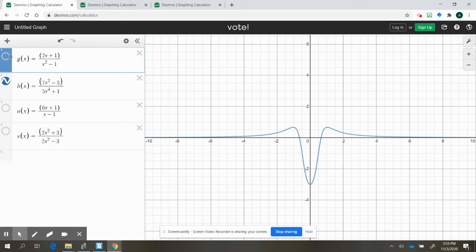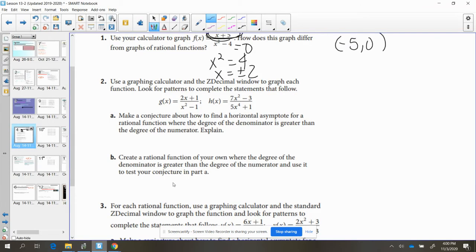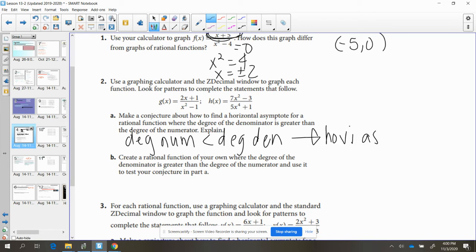So what we can say about both of these graphs back in our notes is that if the degree of the denominator is greater than the degree of the numerator, so the degree of the denominator is bigger, what's going to happen is your horizontal asymptote is going to be at y equals 0 each time. Okay? And we could test this out by looking at our own example as well.